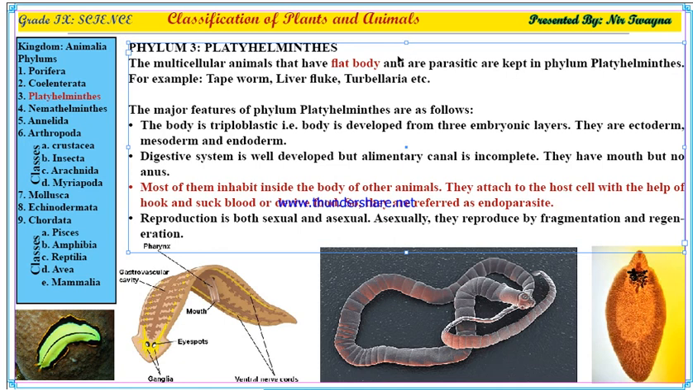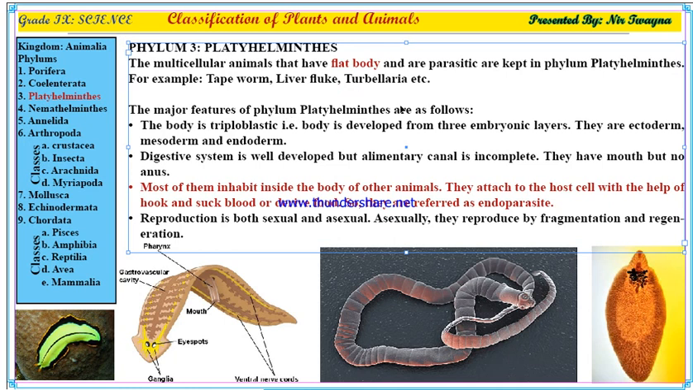Okay, so the worms or the organisms which have flat body and which are parasitic, they are kept in phylum Platyhelminthes. Okay, one exception is planaria. Planaria is not parasite. Yes, okay, some examples: tapeworm, liver fluke, turbellaria.